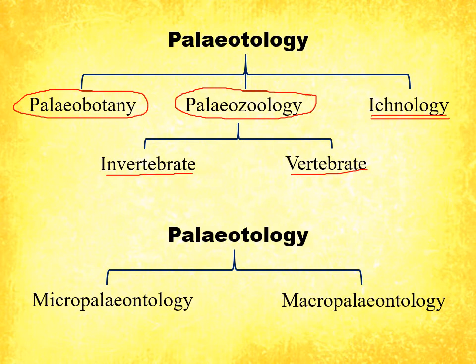Now paleontology can again be subdivided into two halves, whether fossils are studied under naked eye or with the help of a pocket lens, or the details of organisms are studied under the common petrological microscope. When they are studied under microscope, it is known as micropaleontology. When they are simply studied under naked eye, it is known as macropaleontology.